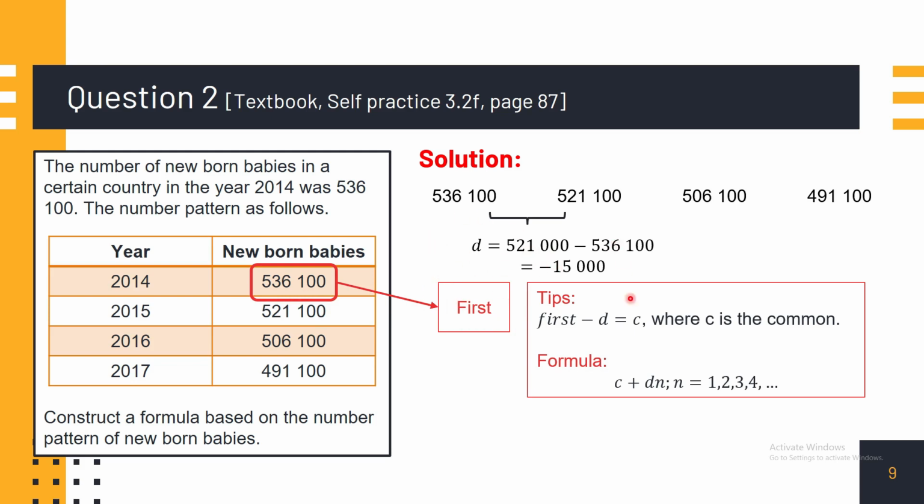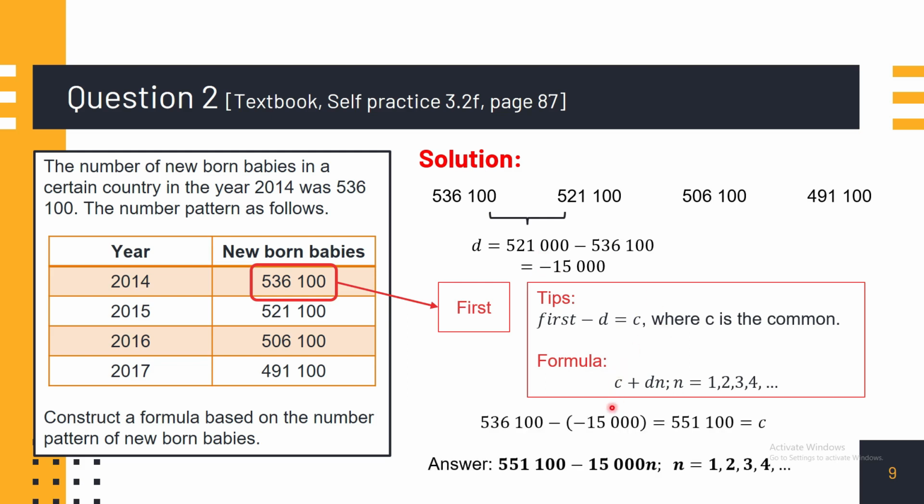We already determined all the values, the first one and the d, and then we will calculate the c. We calculate c like this. Insert the values: 536,100 minus d. What is d? d is negative 15,000. Insert this value into d, and then we solve this and we get 551,100. This will be our c.